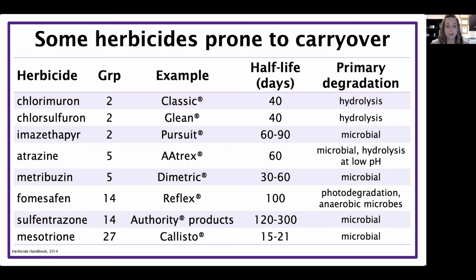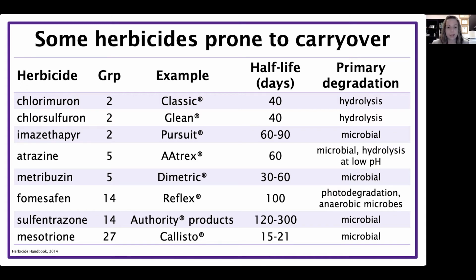Here at the top, we have some ALS inhibiting herbicides in group 2. We've got our sulfonylureas like Classic and Glean, and then an imidazolinone herbicide in Pursuit. These herbicides have the same target site in the plant, but structurally those building blocks are a little bit different, and you can see that affects how they act in the soil. Classic and Glean have a little shorter half-life than Pursuit. Classic and Glean tend to be primarily broken down by hydrolysis, a chemical reaction in the soil. The primary mechanism for degrading Pursuit is microbial activity.